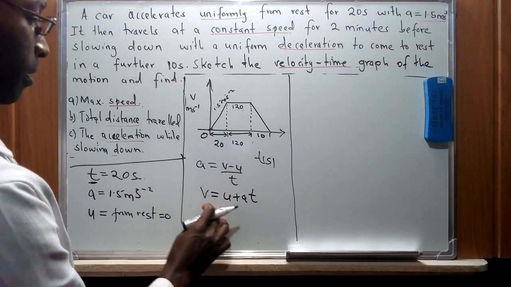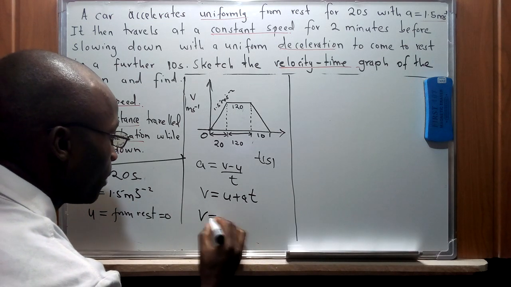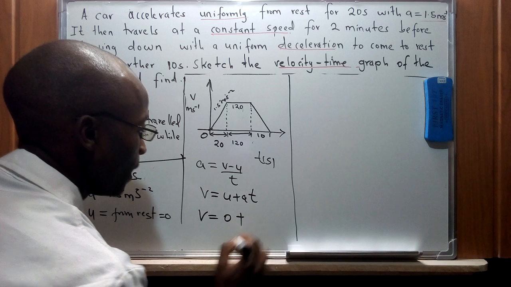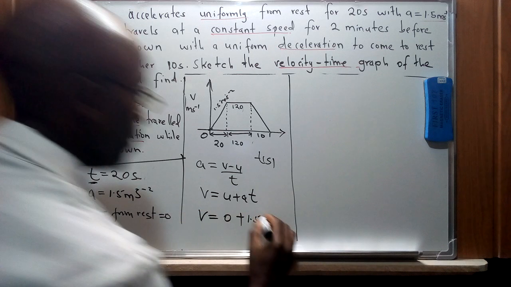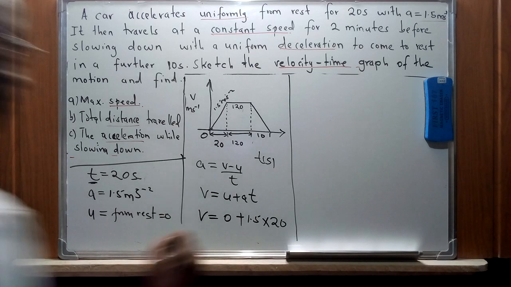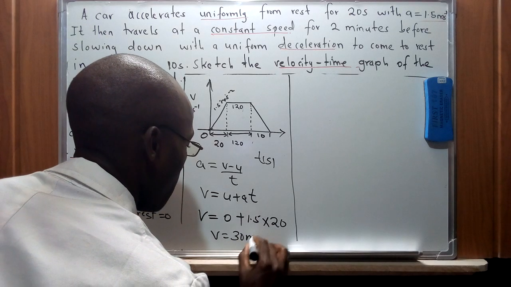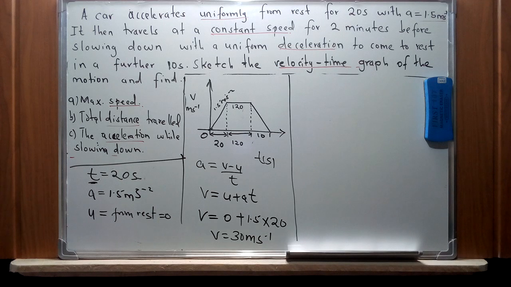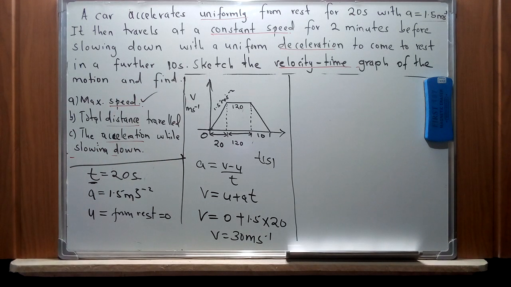So final velocity is equal to initial velocity plus at. Doing a substitution, we'll find that final velocity is equal to initial, which is 0, plus acceleration, 1.5 meters per second square, times the time taken, which was 20 seconds. That will give us a final velocity of 30 meters per second. So v is equal to 30 meters per second. That was the maximum speed, the first thing we were requested to find.